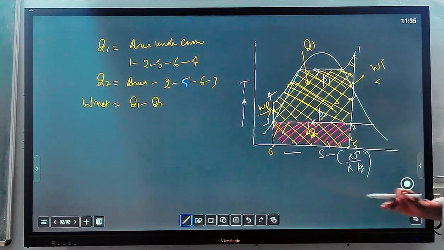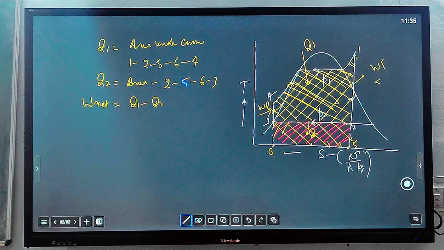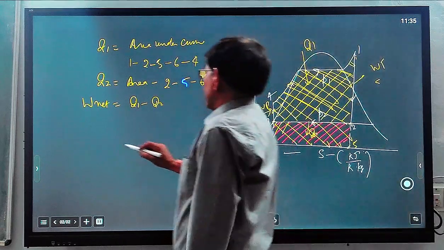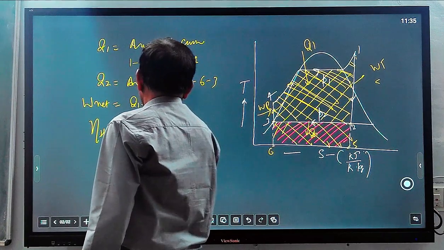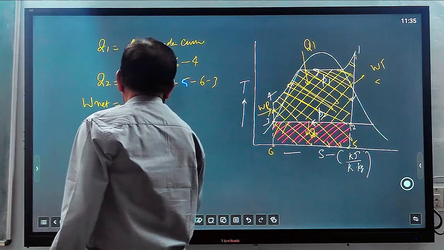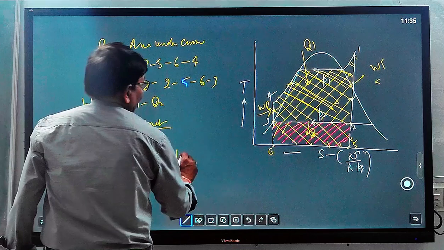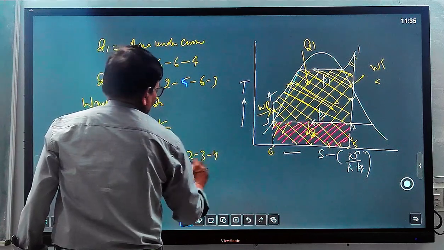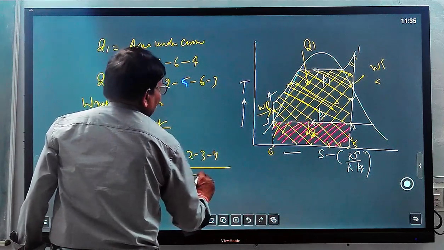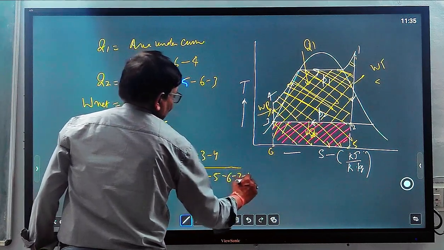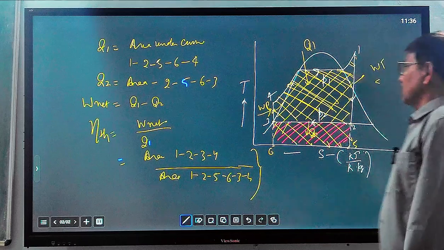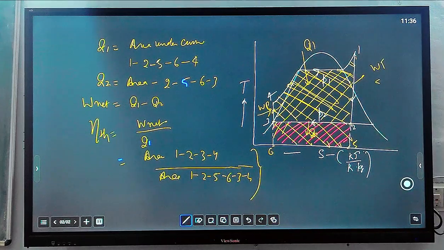So on the basis of area, you can show the thermal efficiency. Thermal efficiency equals W net upon Q1, equals area 1, 2, 3, 4 upon area 1, 2, 5, 6 and 4. So on the basis of area on the TS diagram, you can represent thermal efficiency. I think this concept is also clear.